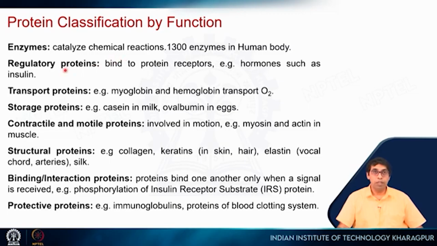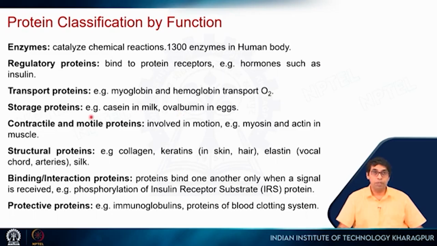Apart from that, there are regulatory proteins which bind to receptors, for example, hormones. In the previous week, we saw examples of these FGF receptors and the growth factors. So, they are regulatory proteins. In the last week, we also saw the example of hemoglobin, which is a transport protein. We all drink milk and eat eggs. These contain casein in case of milk and ovalbumin in case of eggs.